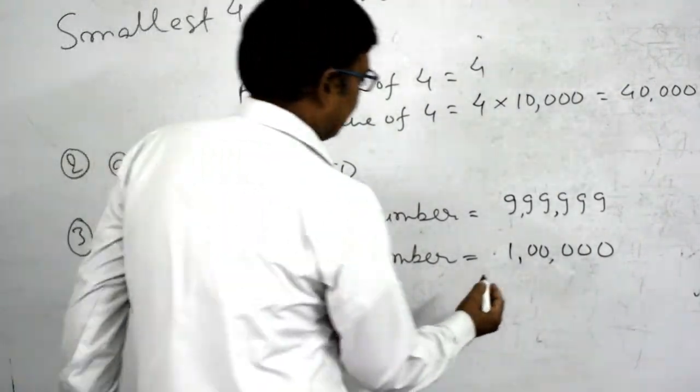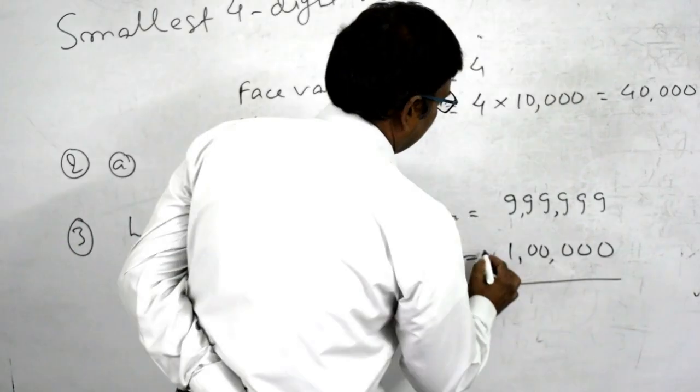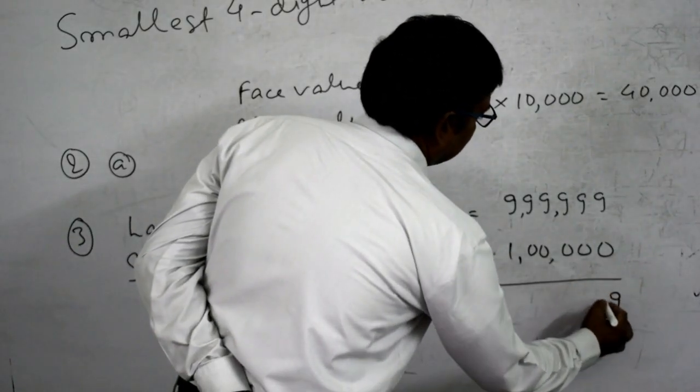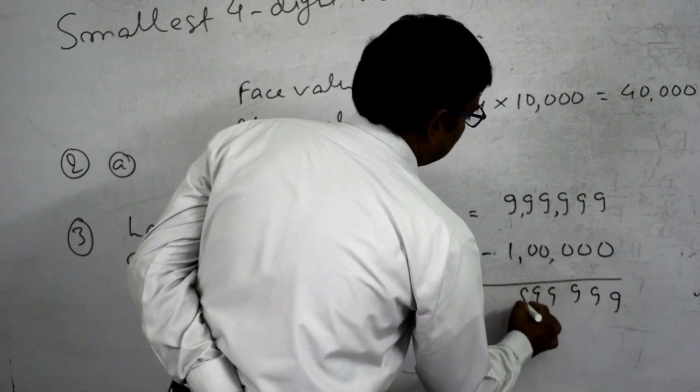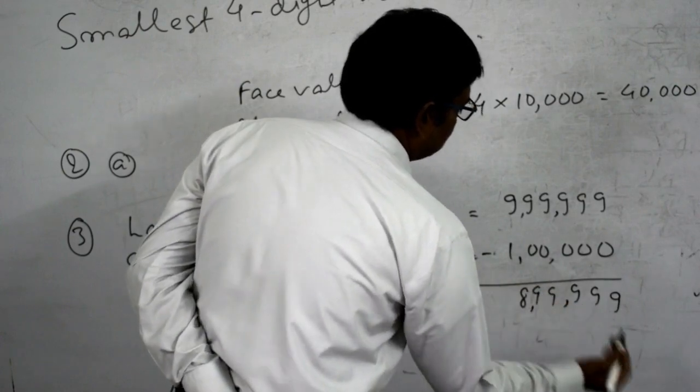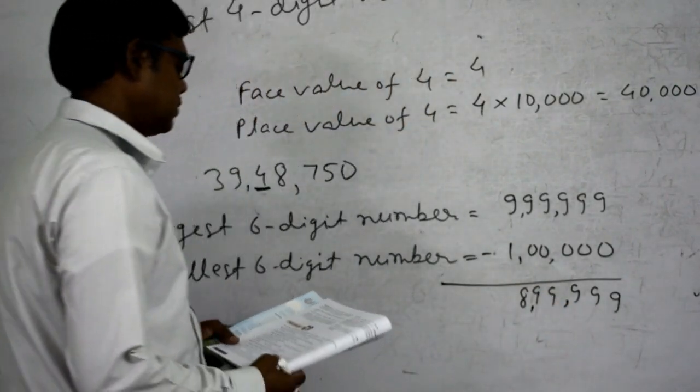So you have to subtract. So subtract here, and how much answer will be? That is 9,99,998. So this is the answer. That is, the difference is this.